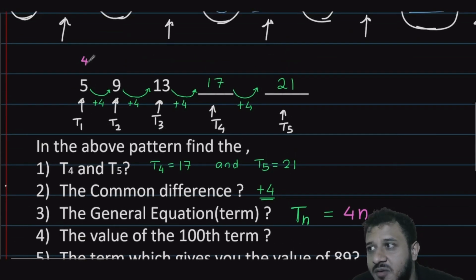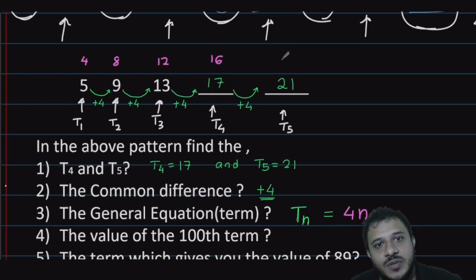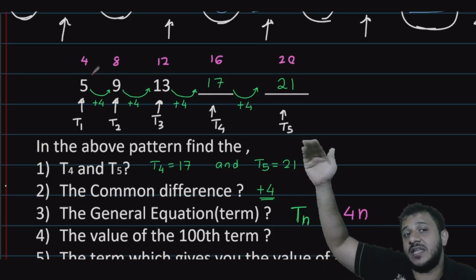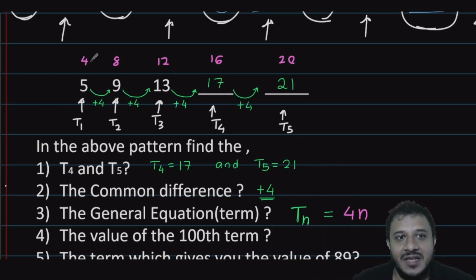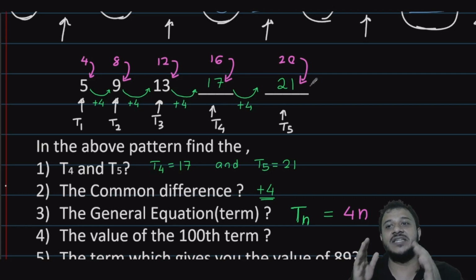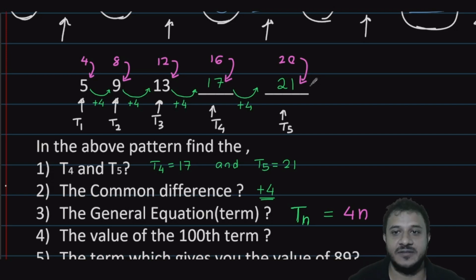Write down the 4 timetables here. Because it's adding by 4, we will write down 4 timetables up here: 4, 8, 12, 16, 20. Now take any term you like, and tell me what should happen to the timetables to become the number pattern. 4 to become a 5, 8 to become a 9, or 12 to become 13, or 16 to become 17, or 20 to become 21. What should happen? Only using addition or subtraction.